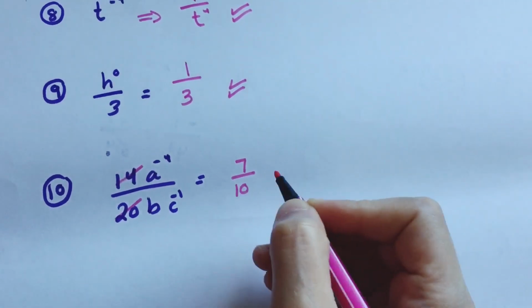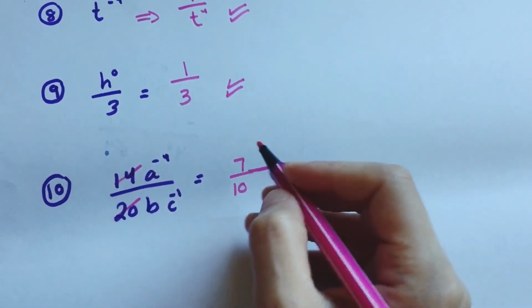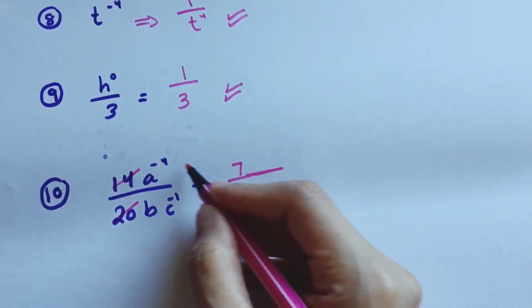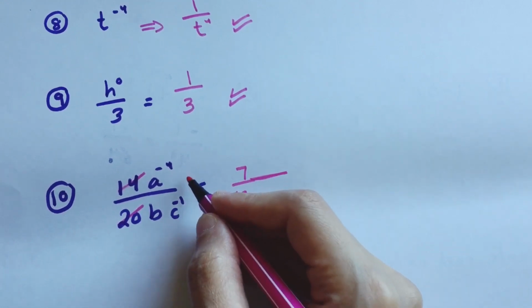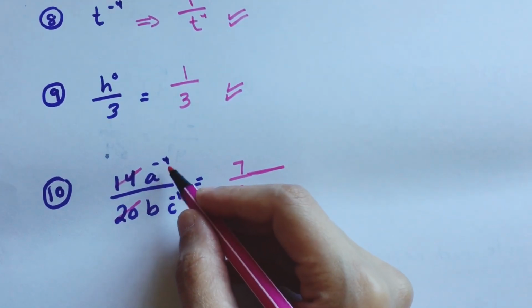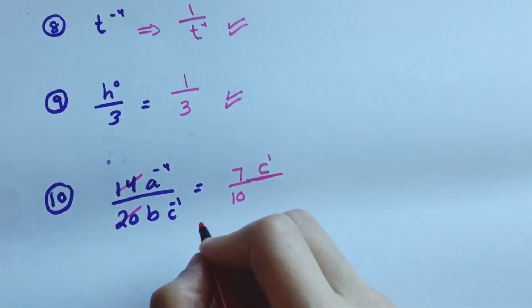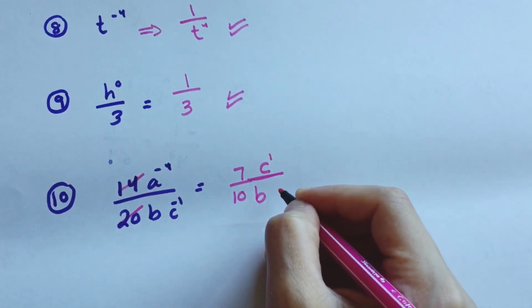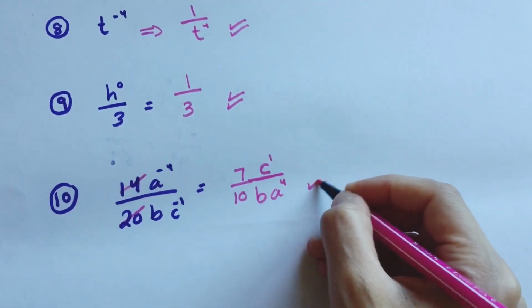Okay, now what I'm going to do with the variables, I'm going to take this down, the a will be down, and the c also I'll take it up. Why? Because c is negative. If I take it up, it will be positive, and the a is negative. If I take it down, it will be positive. So the c will be up to the power of 1. Now the b, I will not change it because it's already positive, and the a will come down, it will be a to the power 4, and that's it.